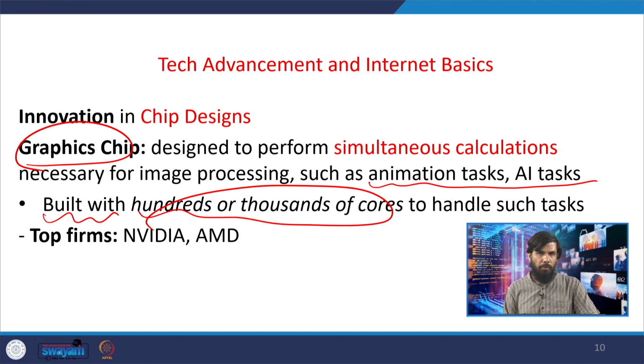And obviously video game applications benefit from this change also, because a lot of image processing happens in video game applications. So, video game applications benefit from both multi-core chips and graphics chips, right. The top firms in this market are NVIDIA and AMD. NVIDIA is known as a graphics chip firm, and that continues to be the case, though AMD has been bridging the gap. So, this is another innovation in chip design that is quite useful for image processing related tasks.